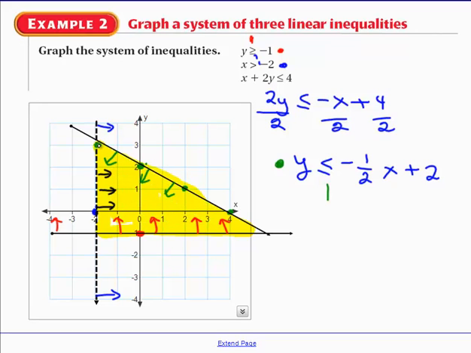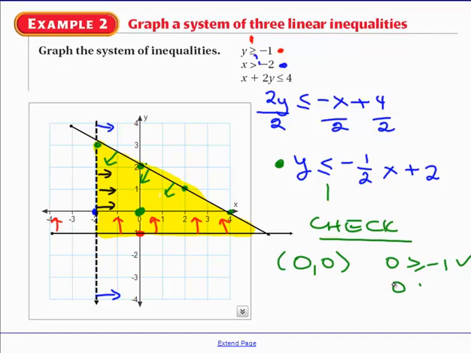So here you go. So what we're going to do is, of course, we're going to check, because we always want to be sure. The easiest point to pick here is going to be 0, 0, because it's inside your triangle. So as a check, we're going to use 0, 0. So is 0 greater than or equal to -1? Yes, it is. Is 0 greater than -2? Yes, it is. Is 0 plus 0 going to be less than or equal to 4? Yes, it works. So this point works for all three inequalities, so you can be sure that it is correct.